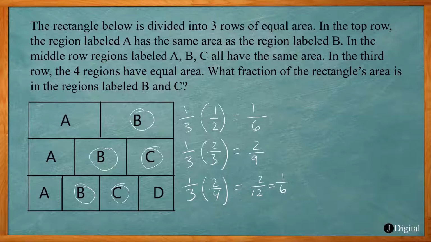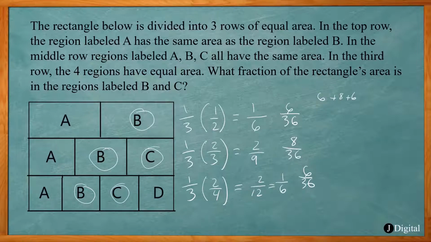We have denominators of 6 and 9, so we have a common denominator of 36. Alright, so if we went from 6 to 36, we multiply the top by 6. The second one went from 9 to 36, that's times 4. So we multiply the 2 times 4 to give us 8. And down here, from 6 to 36 is times 6, so 1 times 6 is 6. Alright, so we got 6 plus 8 plus 6.